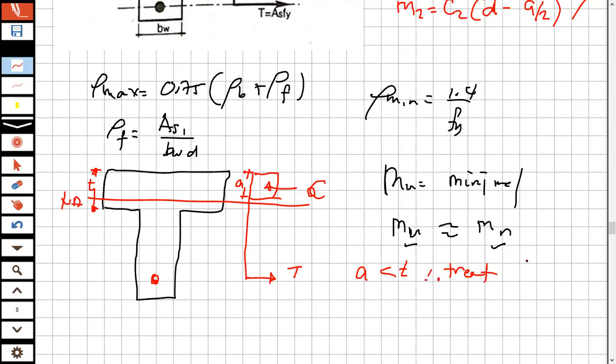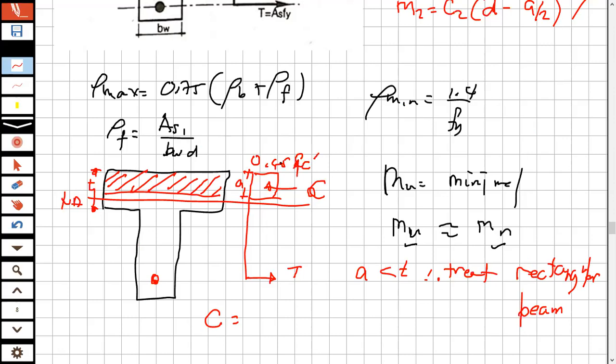rectangular beam. Okay? We treat rectangular beam. Ibig sabihin, wala ka ng C1, wala ka ng C2. Ang compression block mo, ito lang ang volume, ito lang yung area. Ito. Only this side. Okay? And in this case, what is our value of C? If you have this one, 0.85, lagi ito, 0.85 fc prime. So therefore, your C is equal to 0.85 fc prime.